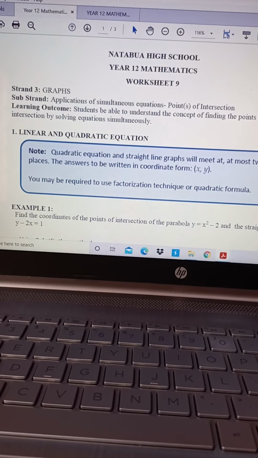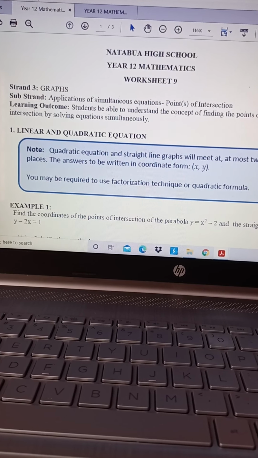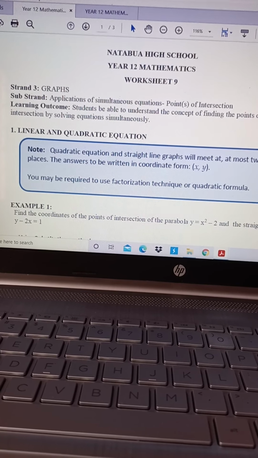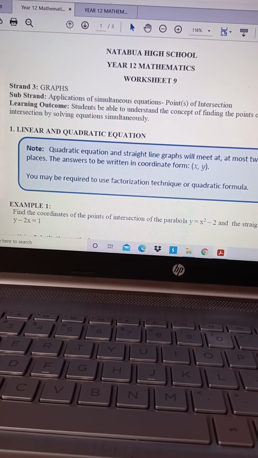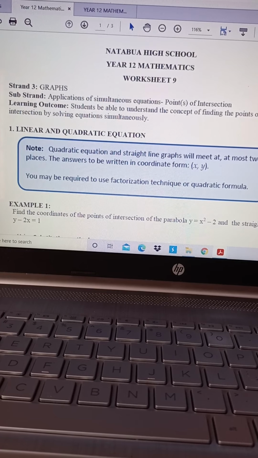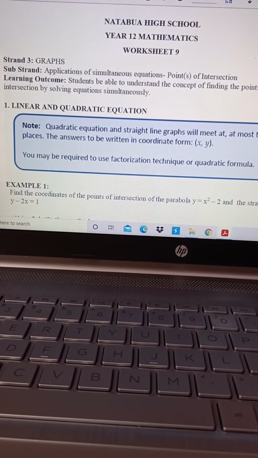Now this time we are going to be looking at a linear equation with a quadratic equation, right? Now a quadratic equation is a U-shaped graph, and we have a linear graph which is a straight line. So basically we are going to find the points of intersection between a U-shaped graph and a straight line. Okay, let's have a look at example 1.